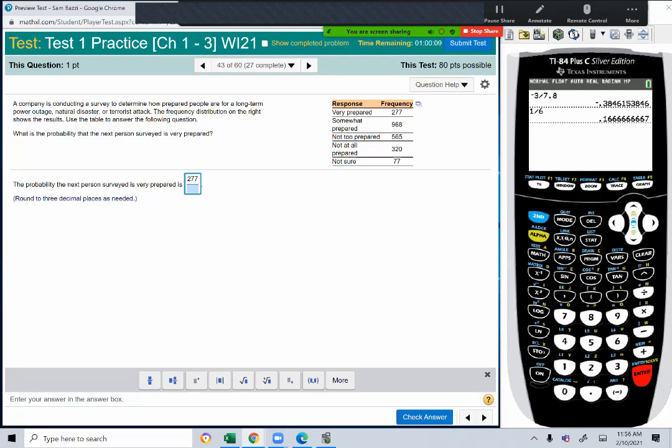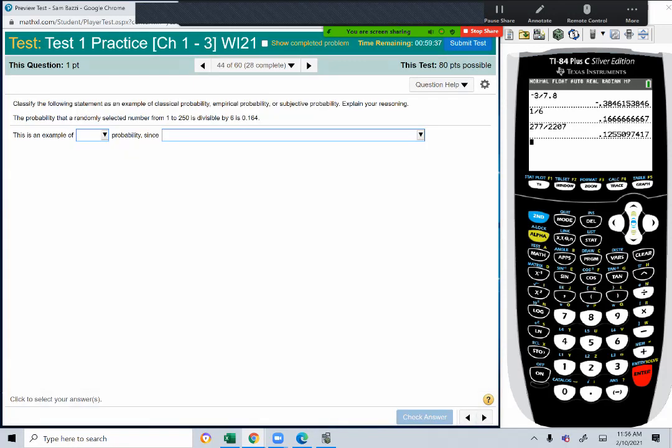2,207, and just divide. Okay, I got 0.126 to 3 decimal places. Move on. One more question, guys.